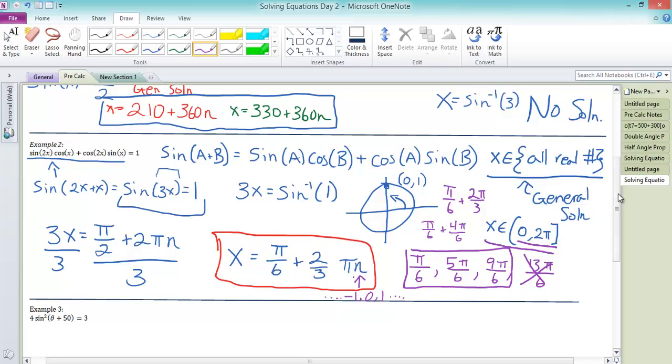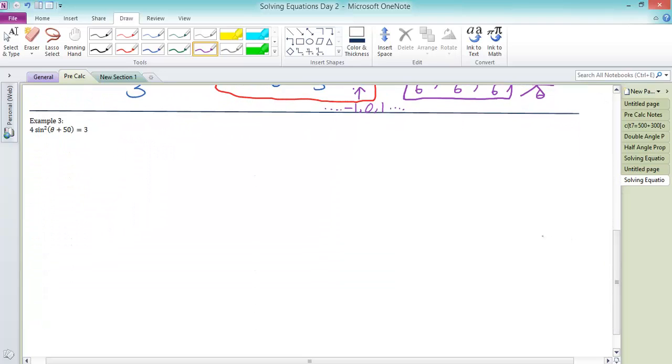Okay, why don't we go ahead and skip down to this last one? Now this last one looks a whole lot like some of the problems we were solving yesterday in class, or today in class, depending on when you watch this video. Okay, so we have 4 sine squared of theta plus 50 is equal to 3. Well, first I want to get rid of this 4, so I'm going to divide everything by 4. I have sine squared of theta plus 50 is equal to 3 over 4.